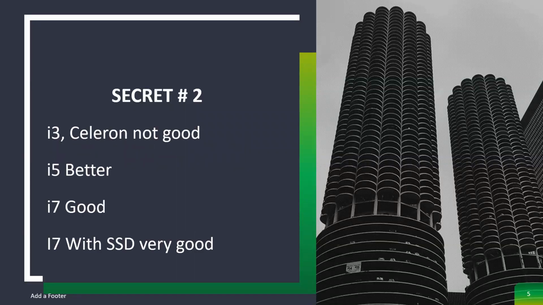Secret number two, if you've got an i3 or a Celeron laptop or desktop, I don't suggest that. You'd rather use your cell phone. We'll actually go into that in a few minutes' time. An i5 is better. An i5 is basically double the speed that an i3 is, and an i7 is at least 3 or 4 times the speed that an i5 is. So if you're considering buying a desktop or a laptop, then an i5 or i7 is the way to go.